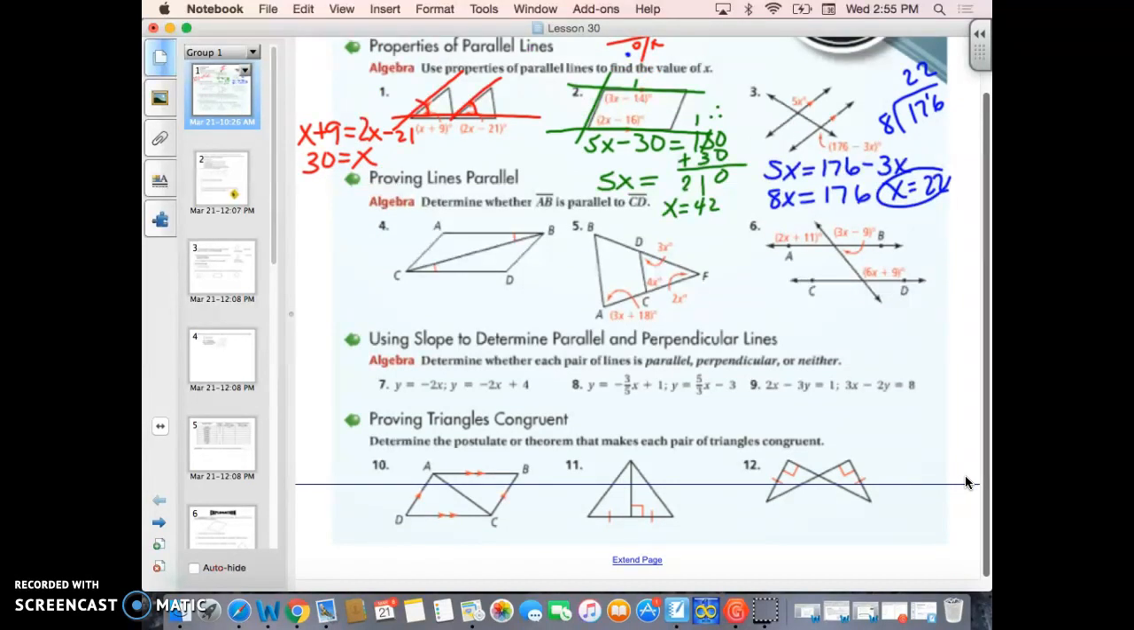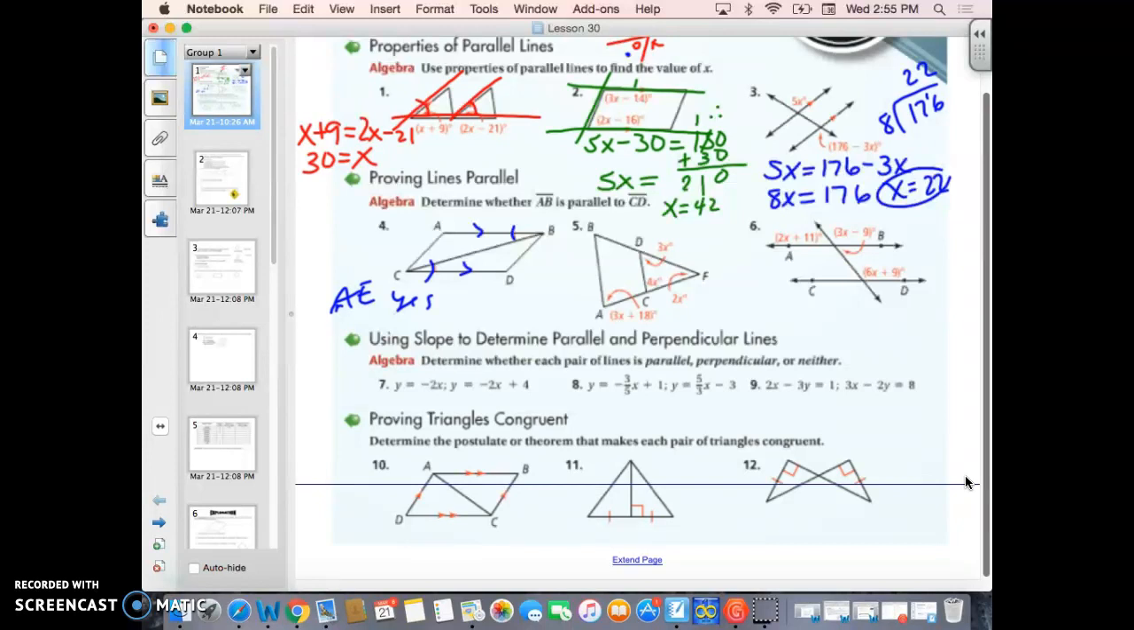So down here, now we're going to work backwards, so we've got to look at the situation to see if we can make them parallel. So we want to know if AB is parallel to CD. Well, this angle and this angle are congruent. Those are alternate exterior. So yes, based on alternate exterior angles, those are congruent.